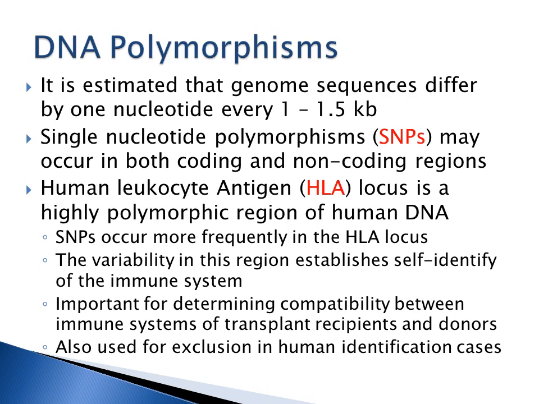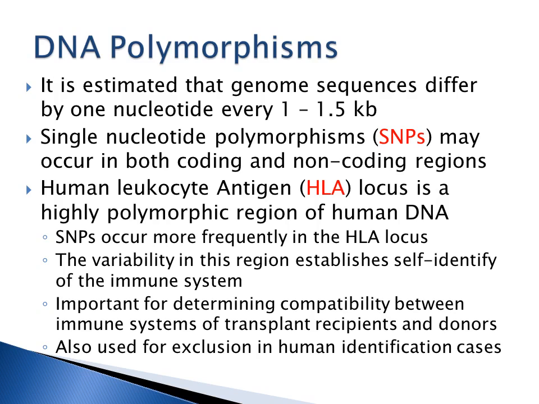It's estimated that genome sequences differ by one nucleotide every 1 to 1.5 kilobases. Single nucleotide polymorphisms, or SNPs for short, may occur in both the coding and non-coding regions of the DNA. The human leukocyte antigen, or HLA locus, is a very highly polymorphic region in human DNA.